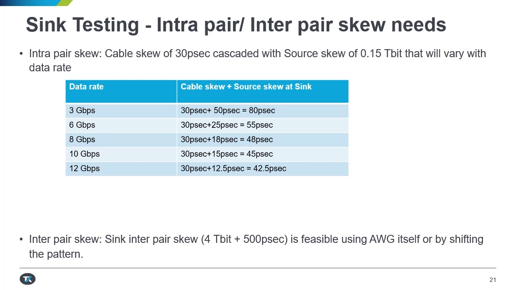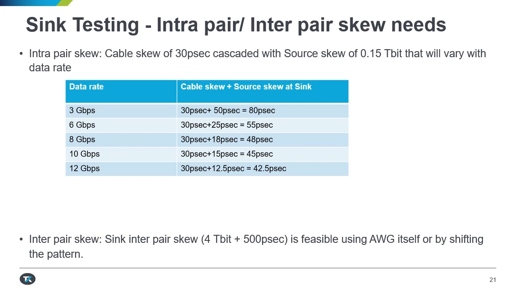SIP, that is intra-pair skew and inter-pair skew, two measurements with test ID HFR 2-2 and HFR 2-3. Requirement for intra-pair skew measurement is the cable skew of 30 picoseconds cascaded with the source skew of 0.15 Tbit. That will vary with the data rate.